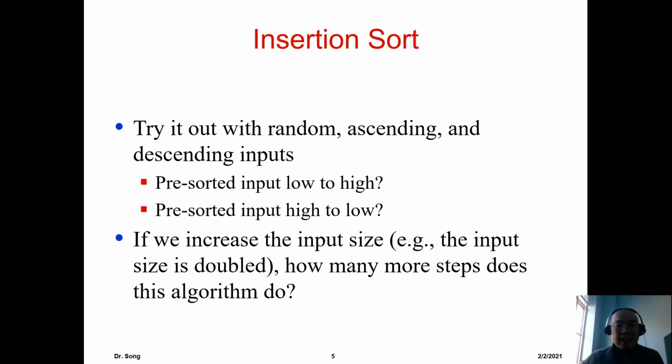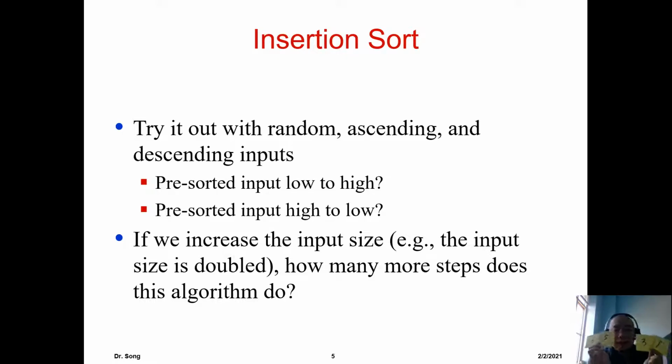Okay, and for the insertion sort, here are some of the questions I leave to you. If the values are pre-sorted from low to high, what is going to happen? Let me use the values I used in the last lecture again. How about we have those values 1, 3, 5, and 6. They are pre-sorted from low to high.